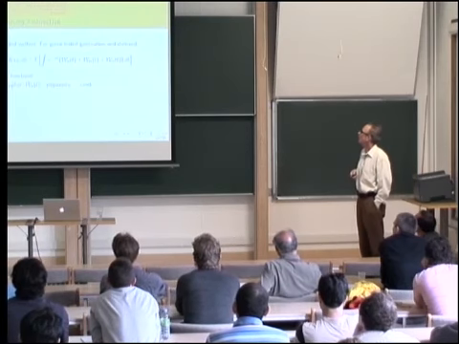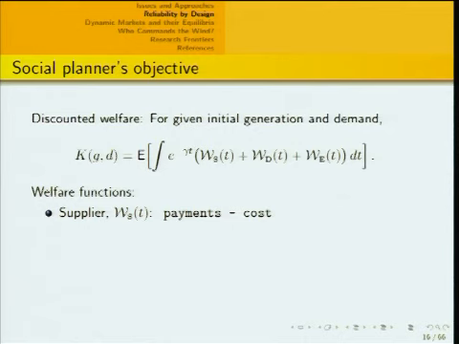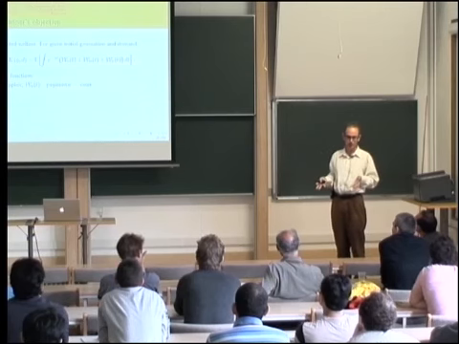Okay, so here's what's called the social planner's problem in economics. Basically, I've got three welfare functions here, and I've got a discount rate gamma, and I want to minimize this expected discounted welfare over all possible policies. And by policies, I mean, do I ramp up generation or do I ramp it down? That's all I'm talking about right now, one decision. Do I ramp up, and how fast, or do I ramp down?